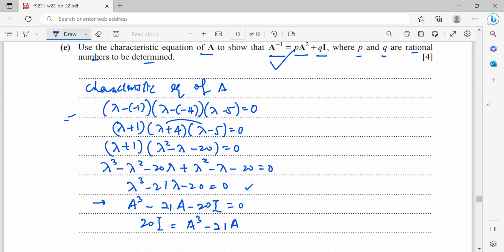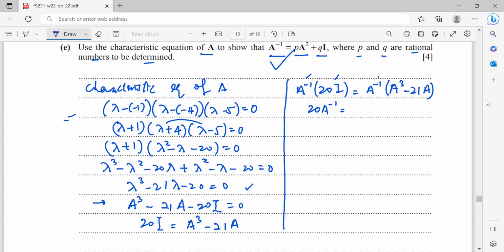And after that, to get the inverse, we will just multiply by the inverse on both sides. So A inverse times 20I equals A inverse times A cubed minus 21A. Alright, so 20I times A inverse will be 20 A inverse itself. So 20 A inverse equals, here we do the expansion. A inverse times A cubed will be A squared. A inverse times A will be I.